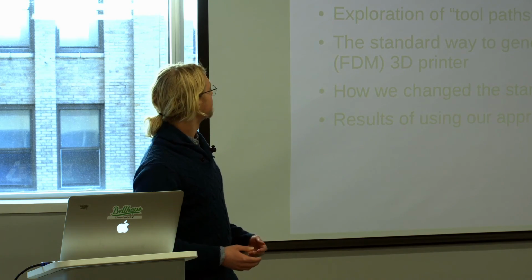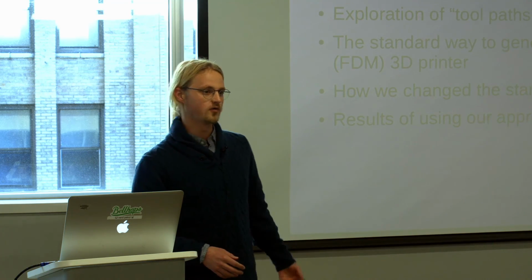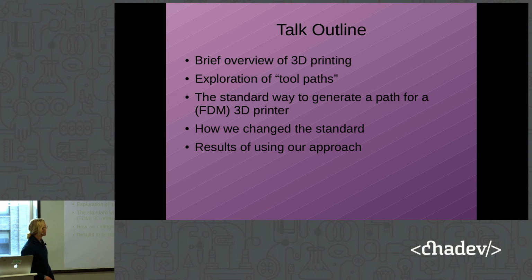So, an outline: I'm going to give you a brief overview of what 3D printing is. Then I'm going to explore the idea of what a robot motion path, or a tool path, is. Then I'm going to talk about the standard way that tool paths are represented, at least the way I understand it. And then I'm going to go through my research and how it applies to the space.